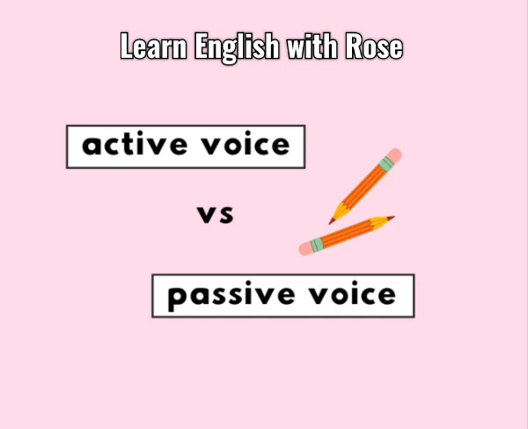To change an active voice sentence to a passive voice sentence, we must remember three main rules. Number one, make the object of the active sentence into the subject of the passive sentence. Number two, use the verb "to be" in the same tense as the main verb of the active sentence. Rule three, use the past participle of the main verb of the active sentence. So this is how we convert active voice to passive voice.